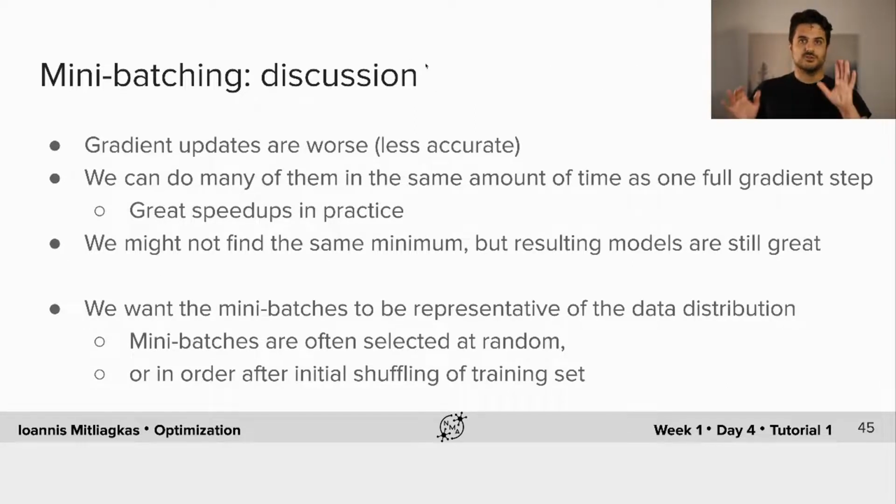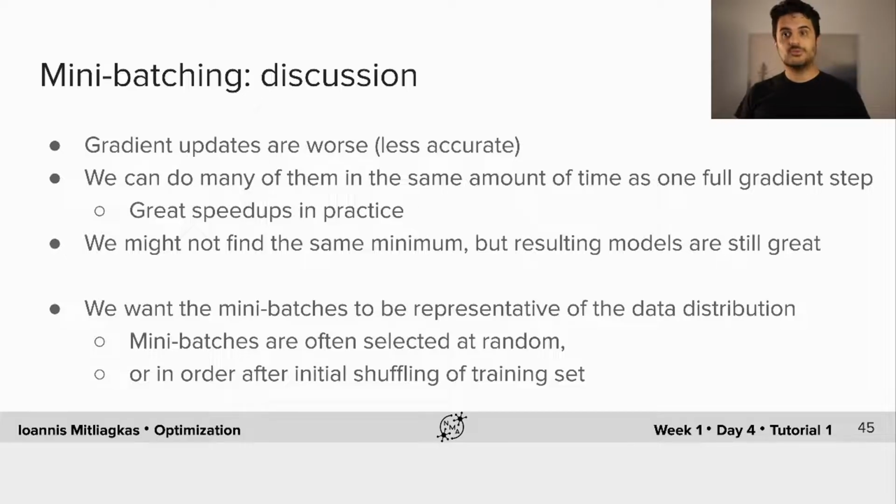So this is the discussion. The gradient updates we get are worse, meaning they're less accurate. They don't always point in the direction of steepest descent, but on average they do. That's a good property they have. But we can do many iterations in the same amount of time it would take us to do one full gradient step. And that leads to huge speed-ups in practice. It's impressive. Okay, we're not guaranteed to find the exact minimum that we would find with full batch gradient descent, but that's okay. Things still work well.